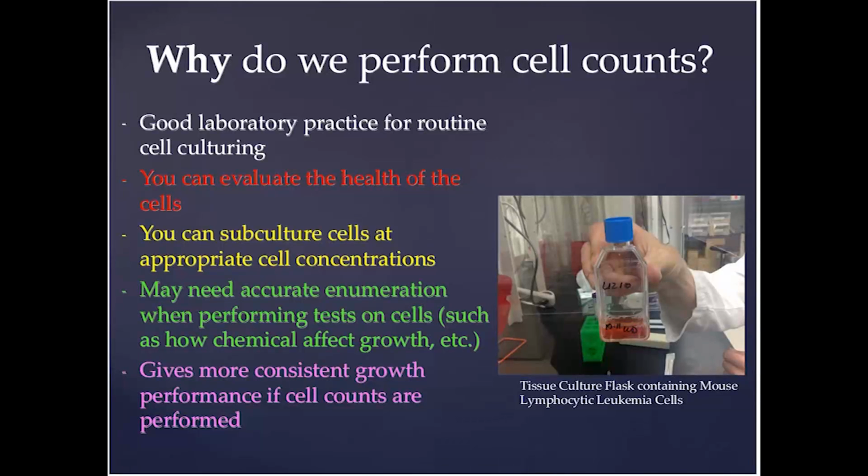Finally, when you always do cell counts and you always consistently subculture your cells at proper concentrations, you get good growth performance, and so you cannot do that when you culture the cells without using appropriate cell numbers.